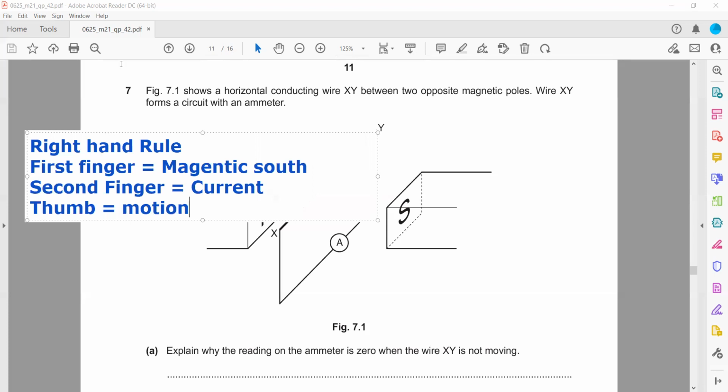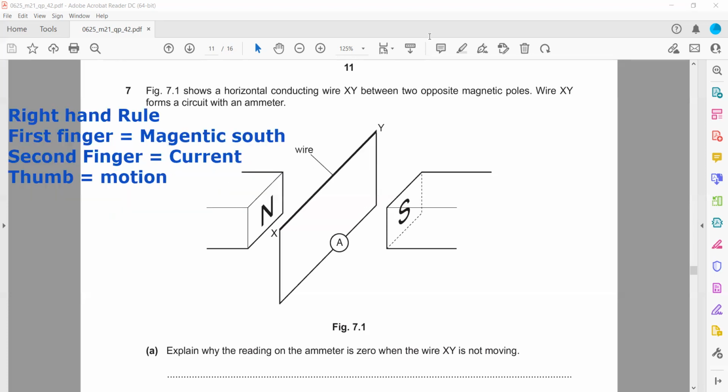So when we apply the rule here, we have to find which direction the thumb will be. The current is from X to Y. This is how the current is moving. So we will use the right hand. The index finger, the first finger, should point towards the south. So the first finger or index finger of the right hand points towards the south, or towards the right hand side.